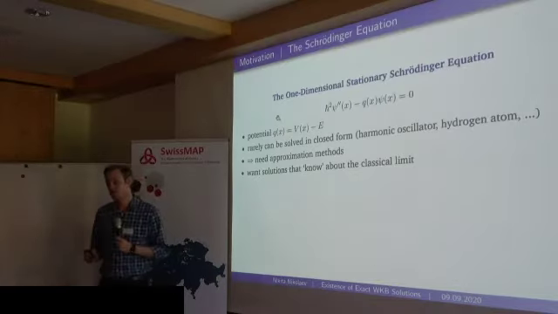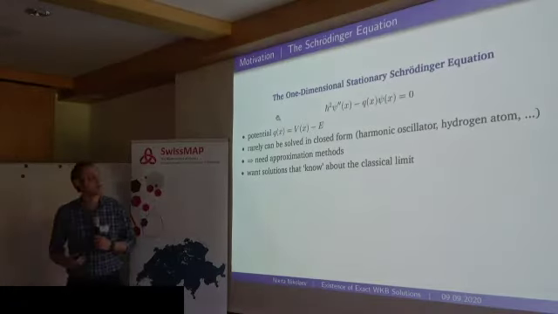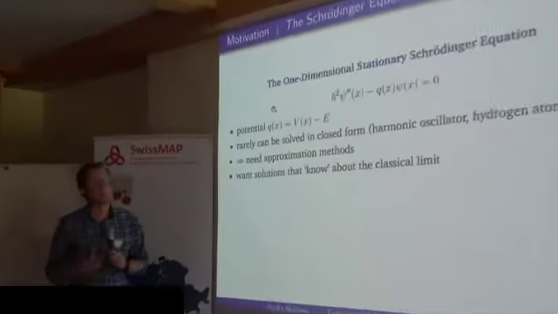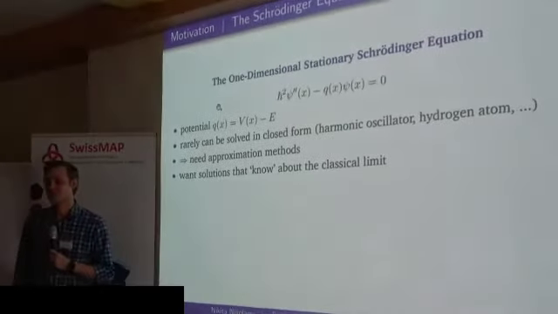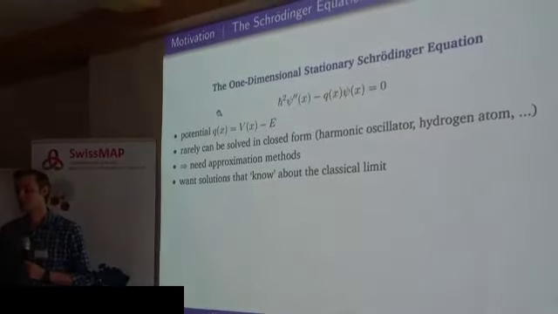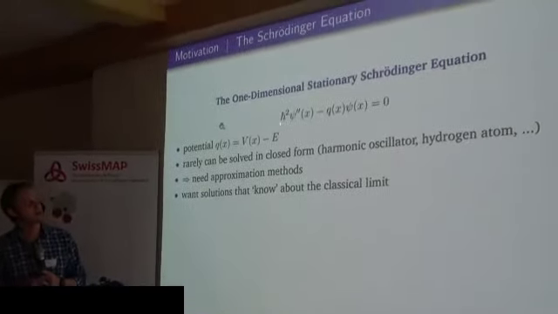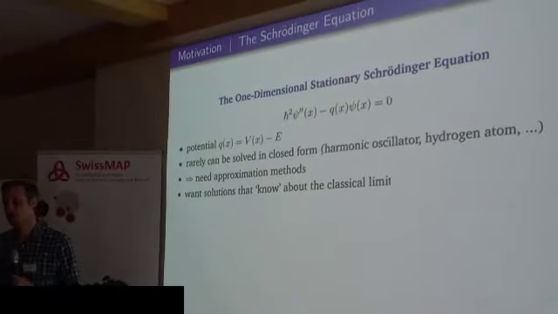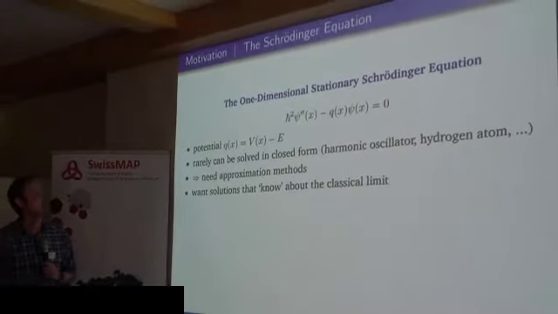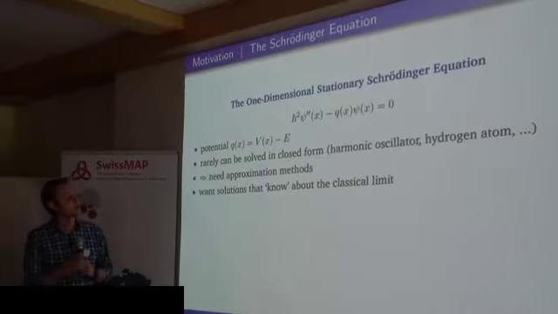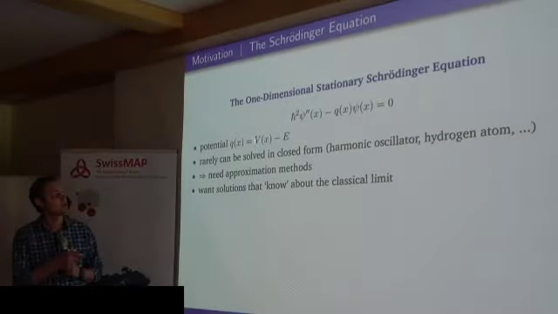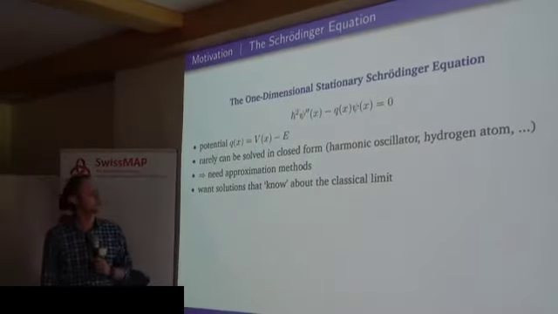Okay, so the topic is very straightforward. I'm looking at a one-dimensional stationary Schrödinger equation, basically just a second order ODE. The important thing, of course, is that it has this parameter h bar squared, which will play an absolutely crucial role. Q is the potential, which, if you're a physicist, maybe you're more familiar with an expression like this.